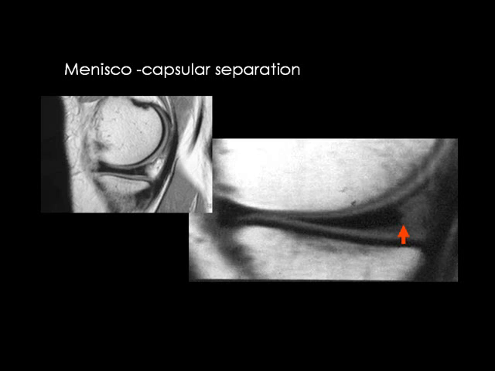Then if you look at the T2 weighted image, you see some fluid between the meniscus and the capsule. This is essential. If you don't see the fluid, this is not meniscocapsular separation. And meniscocapsular separation is diagnosed by the distance between the horn and the capsule, and this distance is filled with fluid, meaning bright signal in the T2 weighted image.